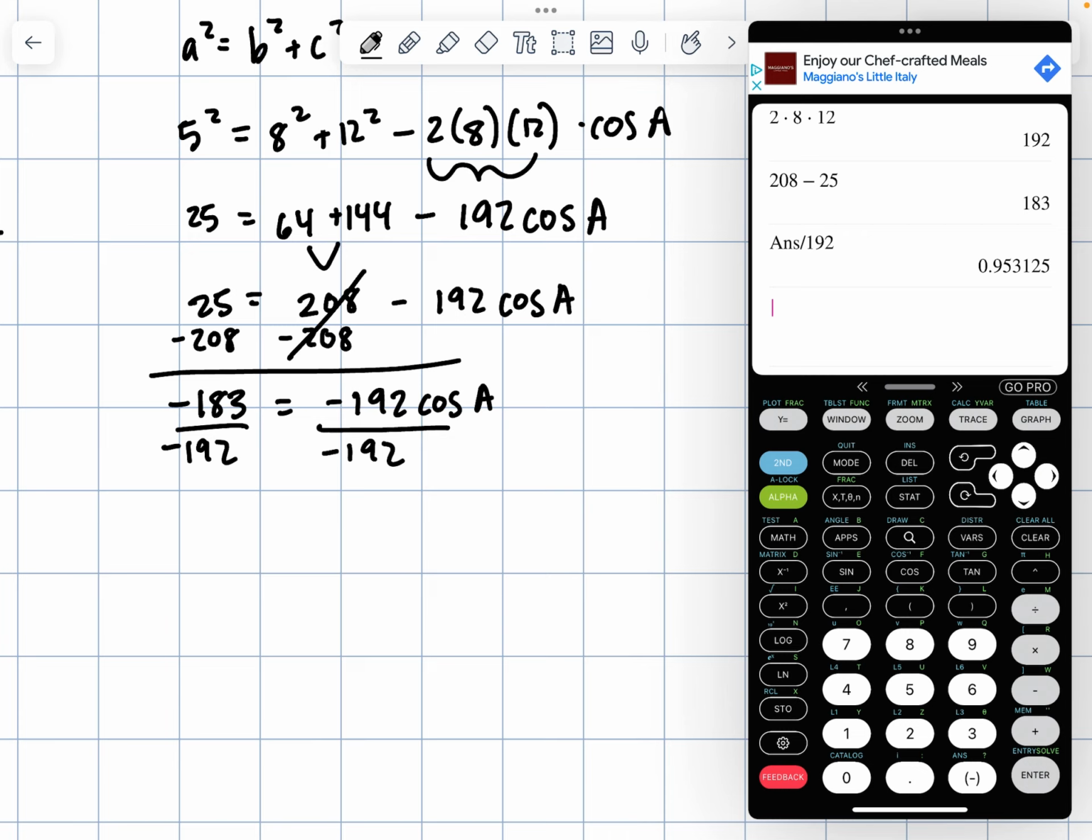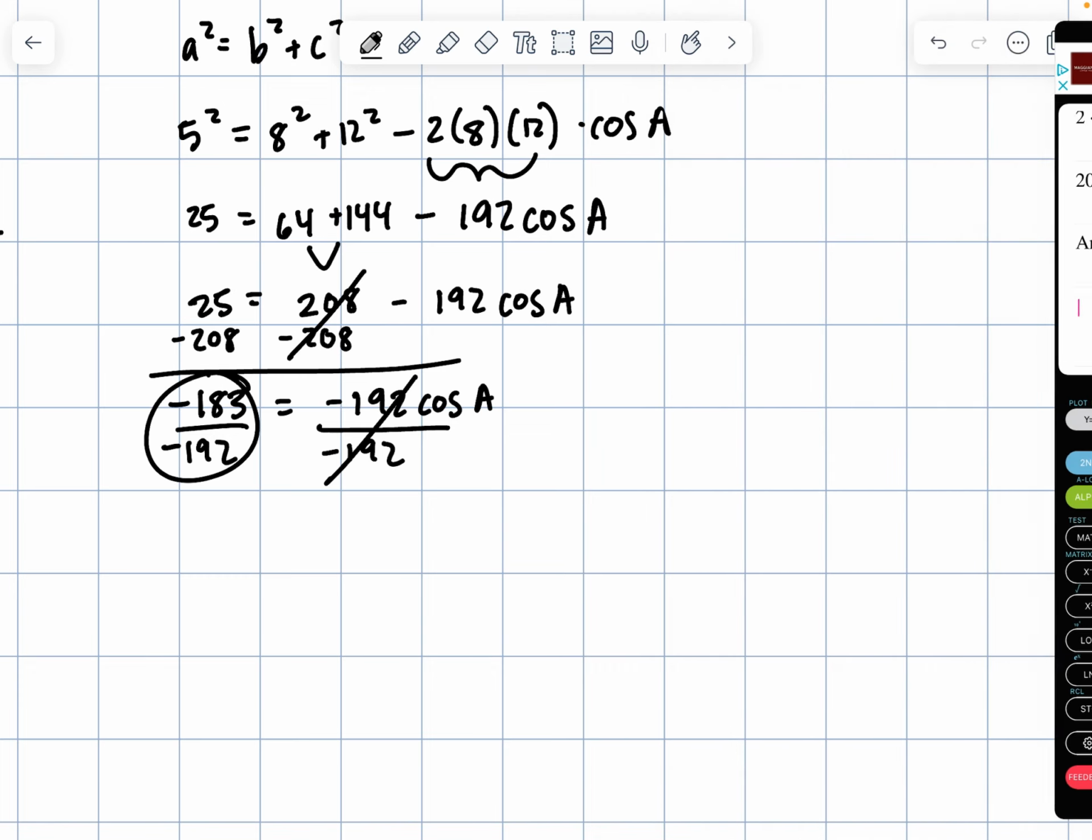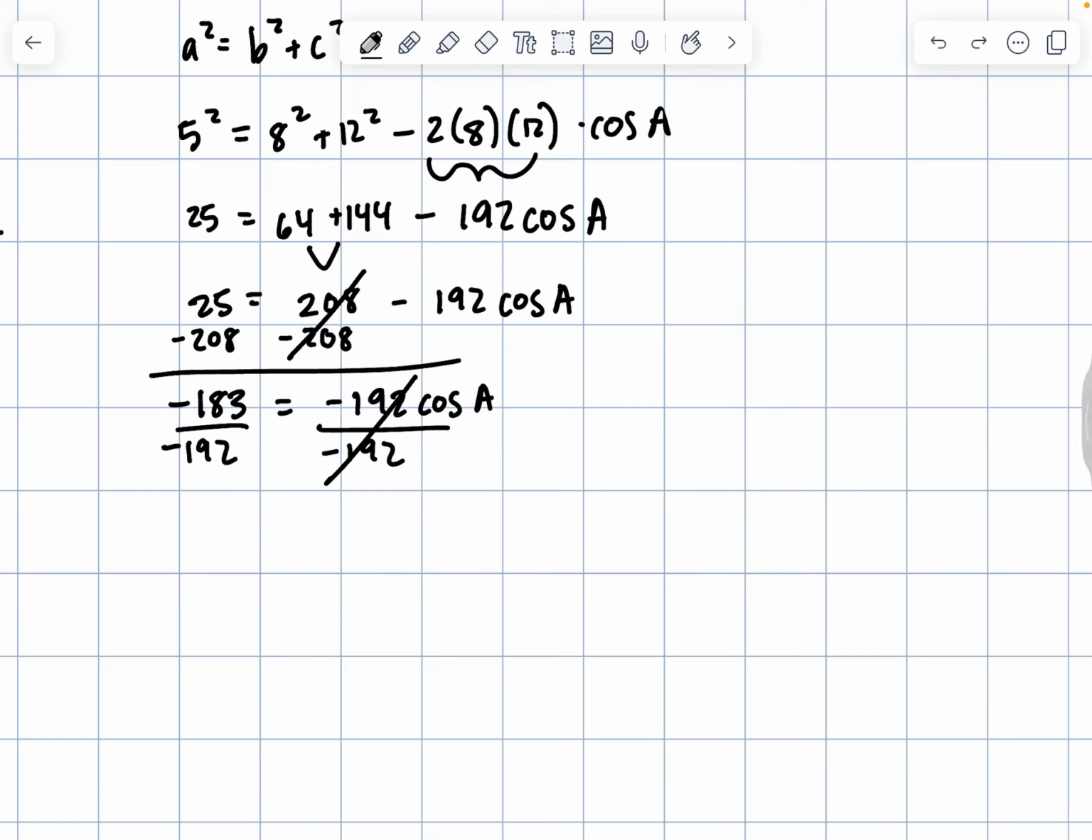And we get this value. Now, since this is only 5 or so decimals, you could keep it like this. That's perfectly fine. Or you could leave it as a fraction. I personally would leave it as the fraction here, okay? So this becomes 183 over 192 is equal to cosine of A. Now we need to get rid of the cosine, so we do inverse cosine.